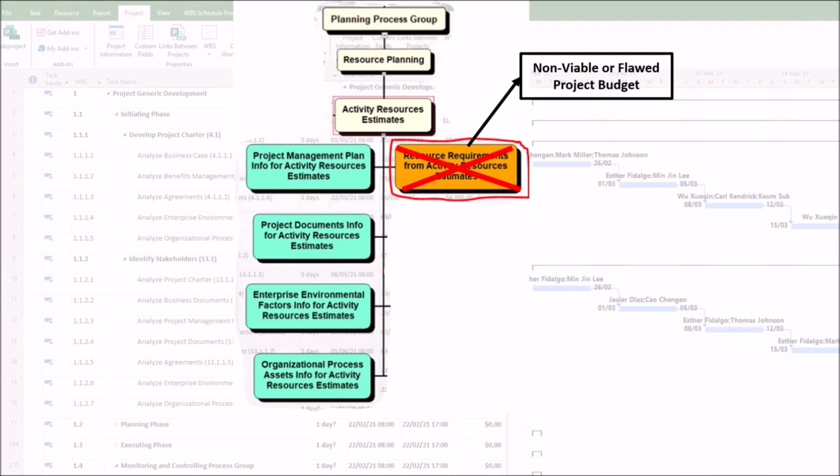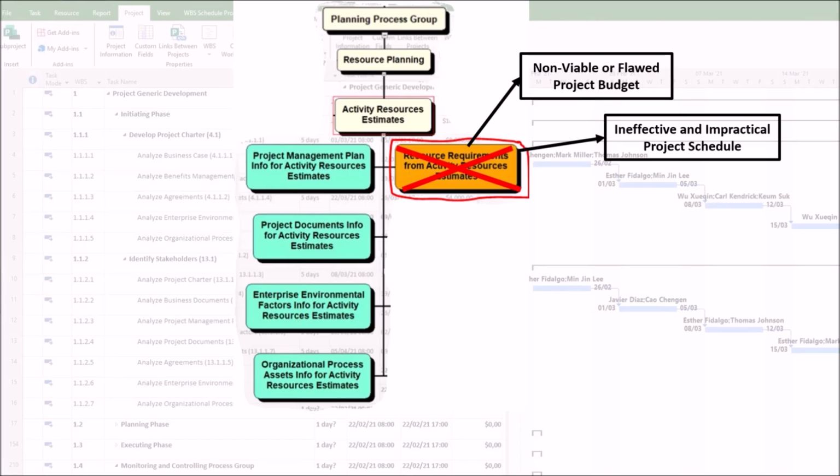Second, overestimation. If you overestimate, you create an inflated budget. This can make the project appear non-viable compared to others, potentially leading to its cancellation. Or it results in inefficient use of the organization's funds.